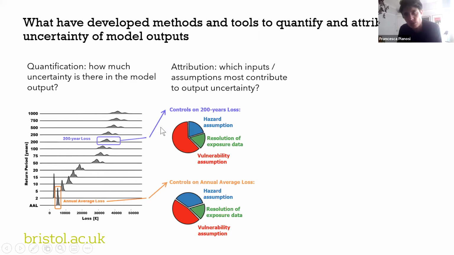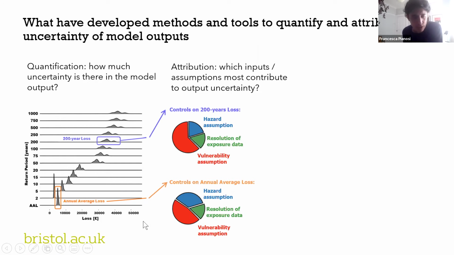So my work and the work of a few other colleagues in our department here in civil engineering is to develop methods and implement them into practical tools to quantify and attribute the uncertainty of outputs of mathematical models. And I like to make this distinction between quantification, which is looking at the question of how much uncertainty there is in my model output.